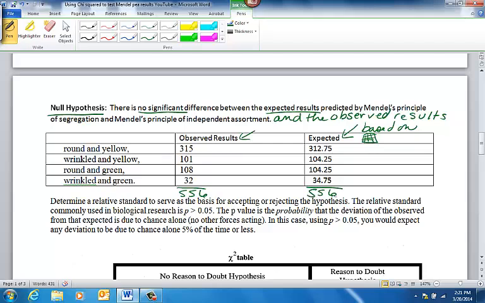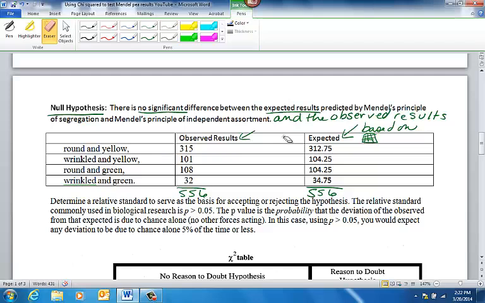Okay, now you might just look at that table and go, well, of course, 315 is not equal to 312.75. 101 is not equal to 104.25. Not equal, not equal. But that's too simple. We would never expect everything to perfectly happen during random fertilization. You would never expect a family with 2 children to always have 1 boy and 1 girl. There's a possibility of having 2 boys. There's a possibility of having 2 girls. Though if you get a large enough population, maybe a population of 1,000 pregnancies, you would expect approximately 500 girls and approximately 500 boys.